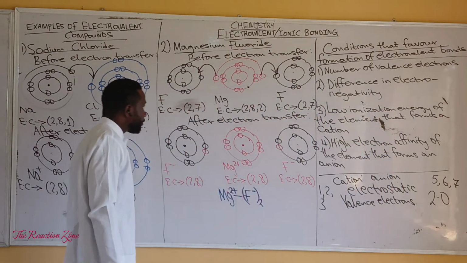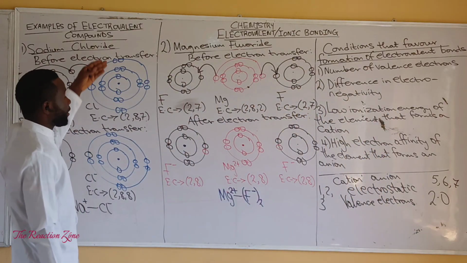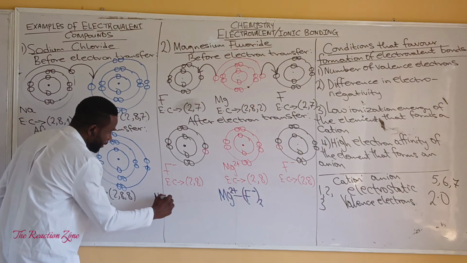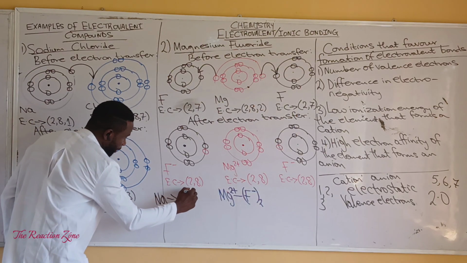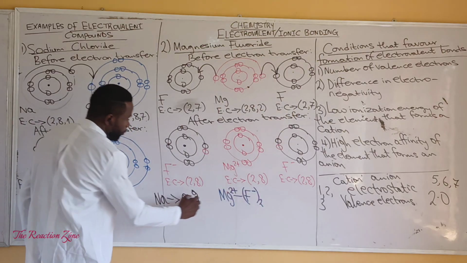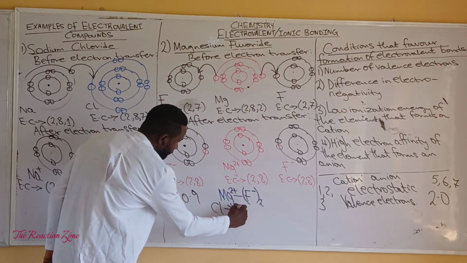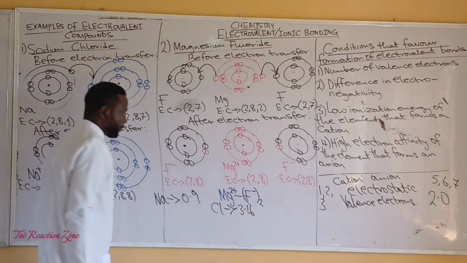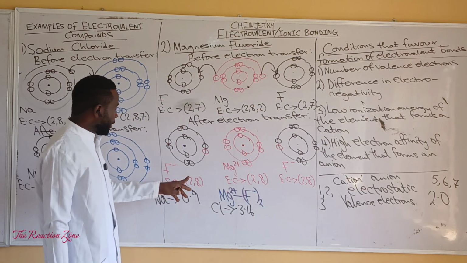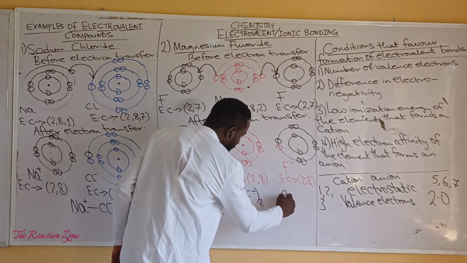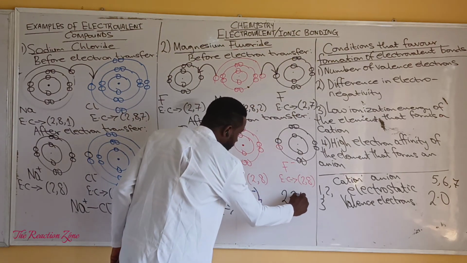Let us take the case of sodium chloride as an example. Sodium has an electronegativity value of 0.9. Chlorine, on the other hand, has an electronegativity value of 3.16. When you subtract 0.9 from 3.16, the difference in electronegativity will be 2.26.